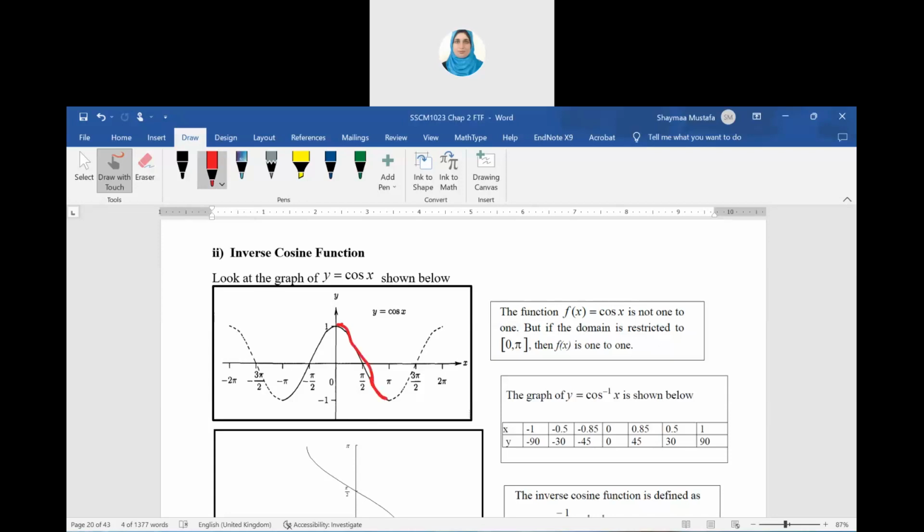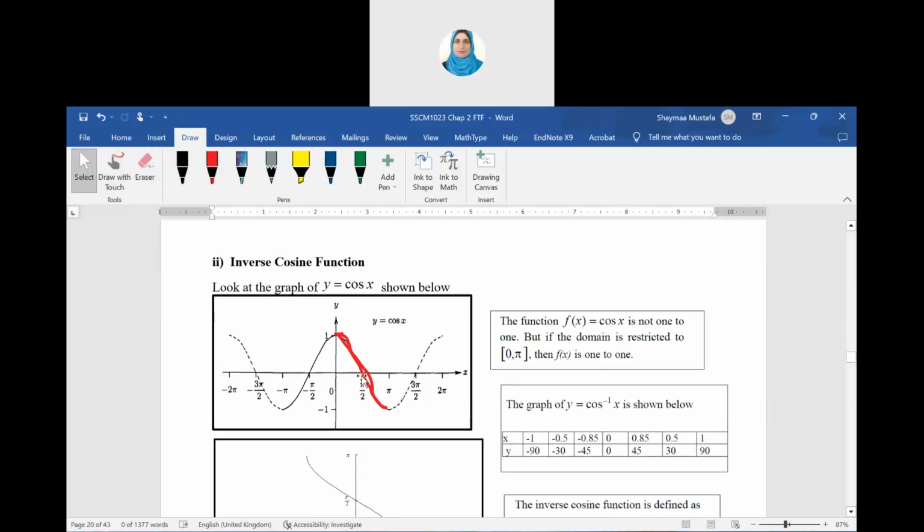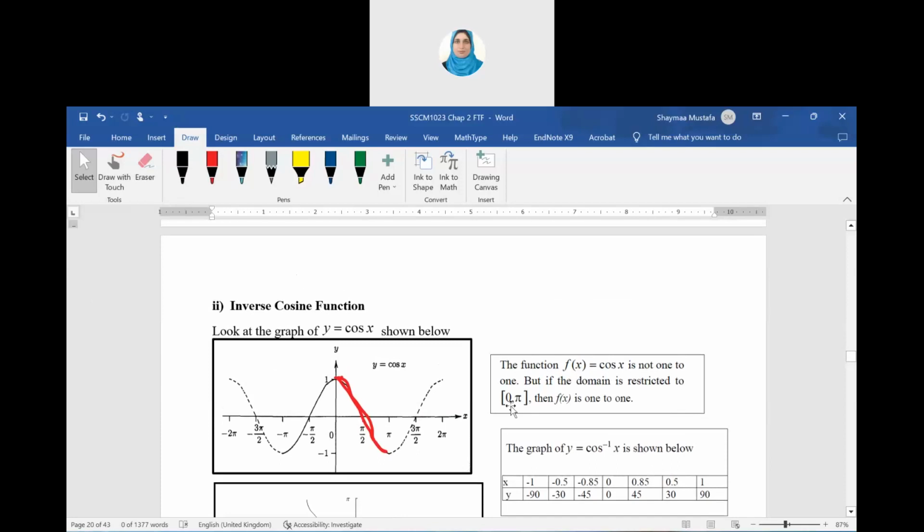This part. The function is one-to-one from 0 until pi. So on this domain, we will define the inverse. This domain, 0 to pi, will become our range. First we have to restrict the domain to 0 to pi, then the function becomes one-to-one.